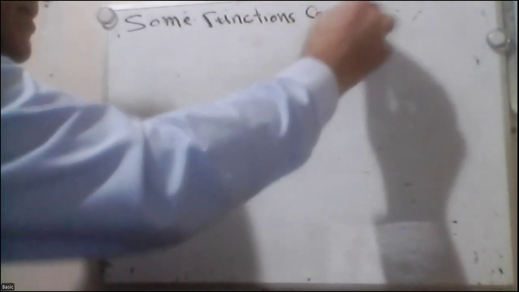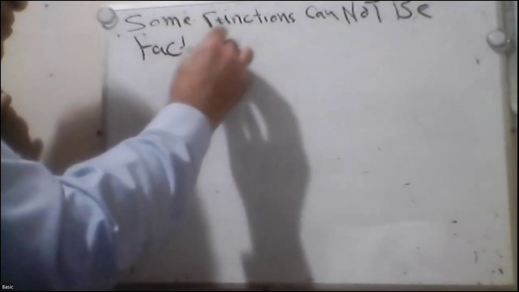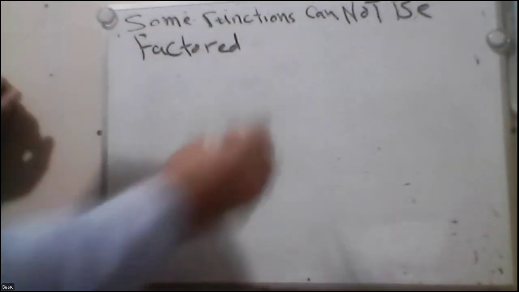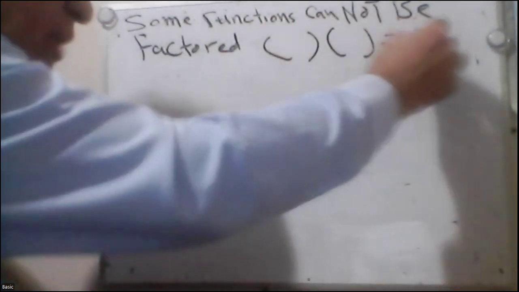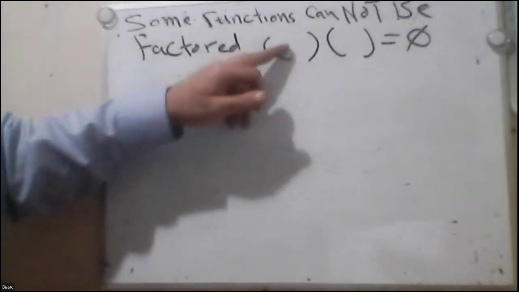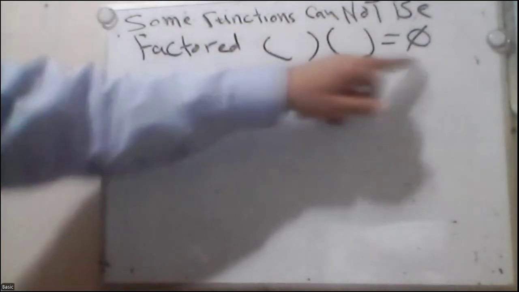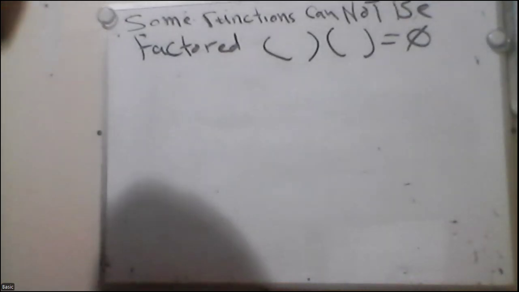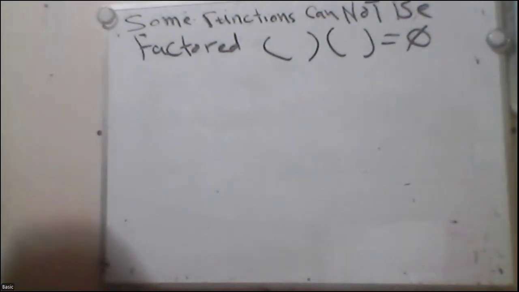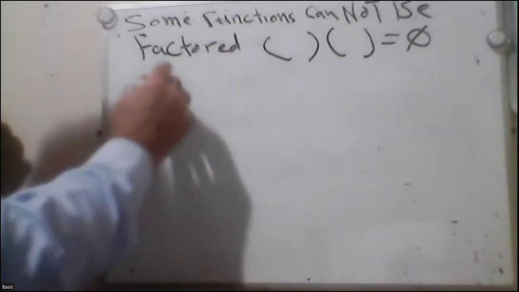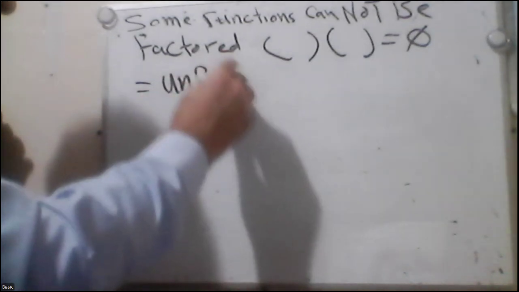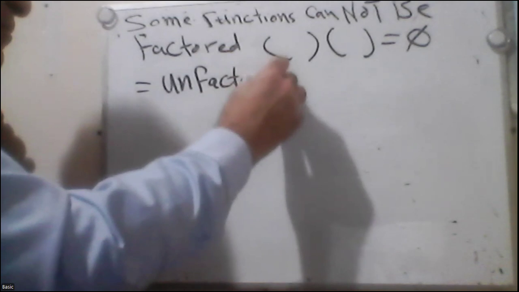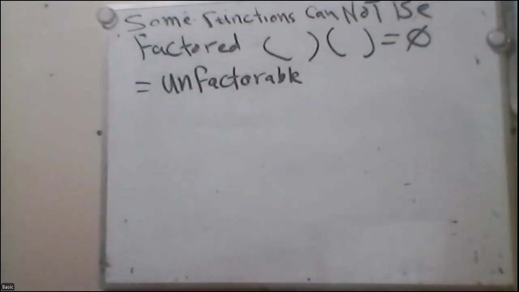cannot be factored. The word factor means we cannot decompose it like we did, into two brackets equal to 0, then one x will equal this, and the other one will equal that. So we cannot factor it. It's unfactorable. We call it unfactorable. Like here, it is unfactorable. We cannot break it up.